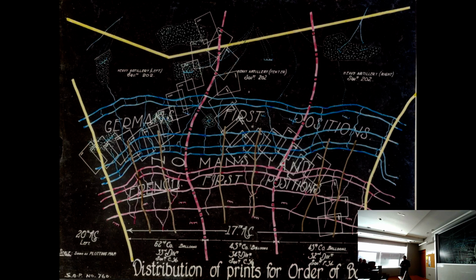Here is what looks like a hodgepodge and very confusing map representation of the front. It probably represented the confusion at times quite a bit. But you see in red the French first positions, then the no man's land, and then the German positions in blue, and then the divisions in the vertical lines between the various divisions and their artillery positions here and way up there.